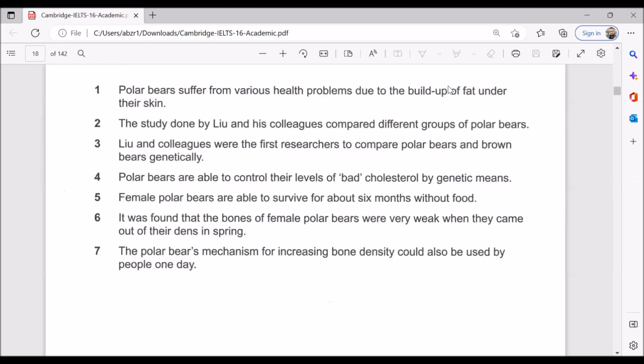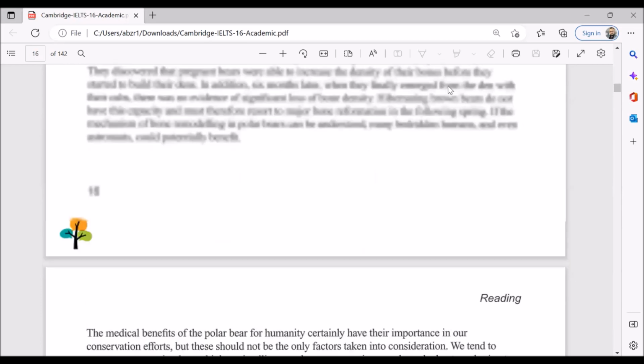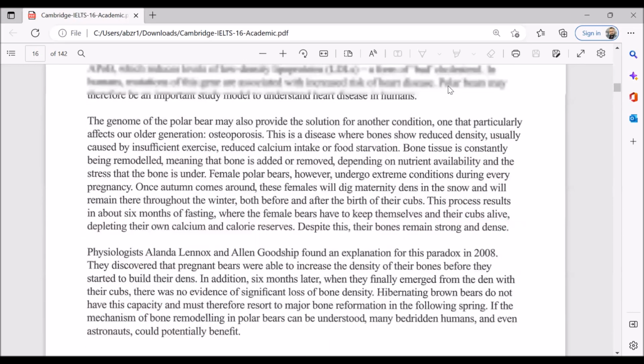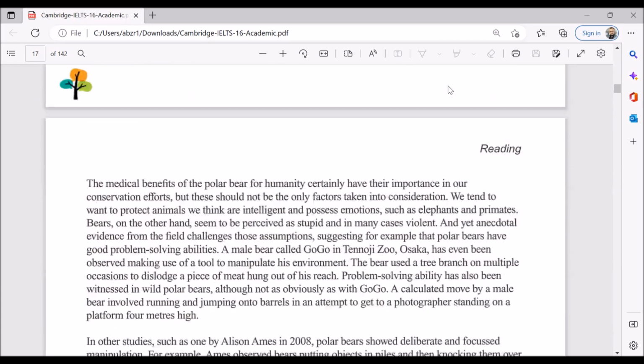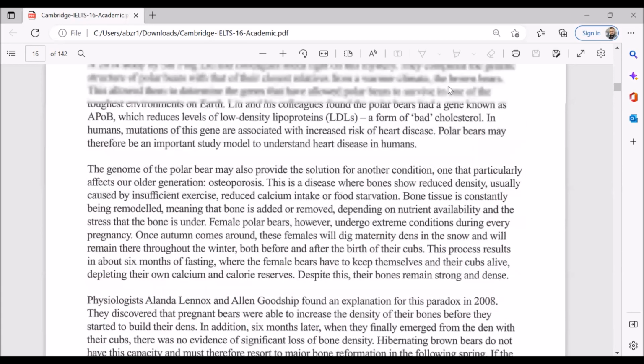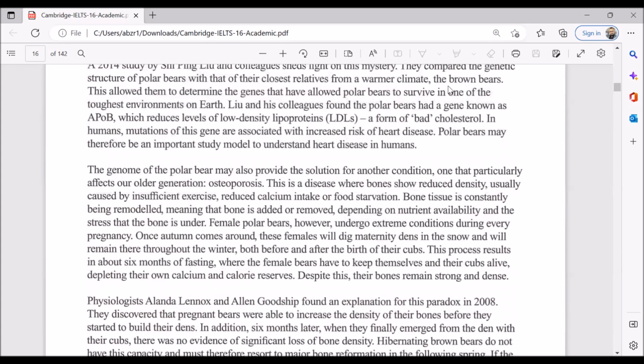Now, moving on to the question number 6. It was found that the bones of female polar bears were very weak when they come out of their dens in spring. Okay, let's read out the information. I believe they were saying something related to that. Despite this, their bones remain strong and dense. Okay, their bones remain strong. It's also there. But the only thing I'm concerned about, did they mention the word spring in the paragraph number 3?